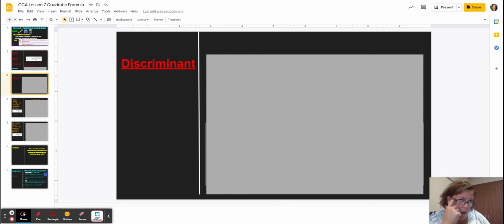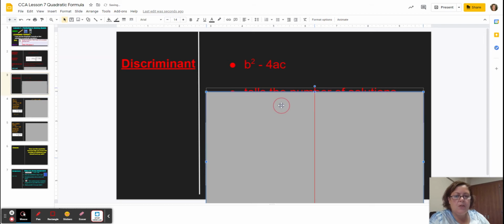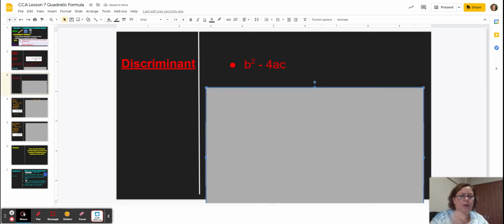One thing that we can use to help us figure out how many solutions there are is called the discriminant. The discriminant is the part of the quadratic formula that's the b squared minus 4ac. So the stuff under that square root symbol is what we call the discriminant. If you figure out the value of that expression, it will tell you how many solutions you should end up with: 2, 1, or 0.